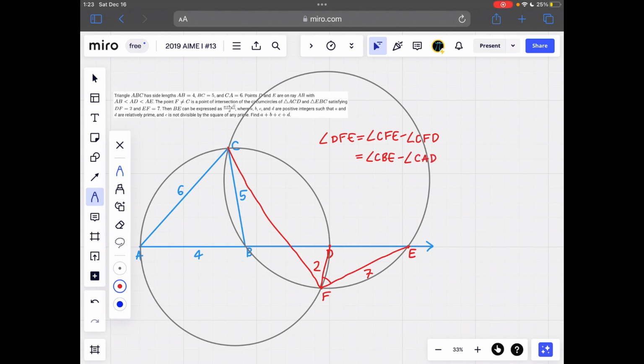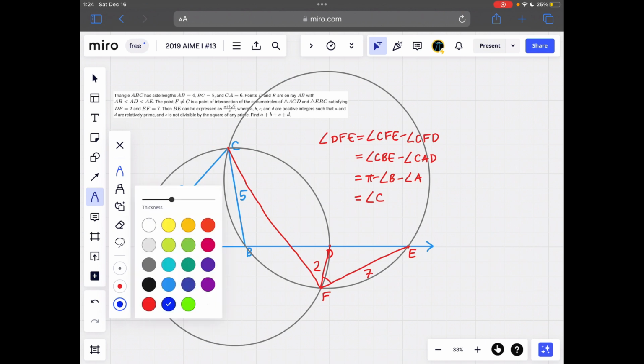Now in terms of the angles of triangle ABC, angle CBE is just pi minus B, and angle CAD is just A. So this is pi minus B minus A, which is just angle C. So the cosine of angle DFE, which we'll use when we do law of cosines, is equal to the cosine of angle C. So let's see what the cosine of angle C is.